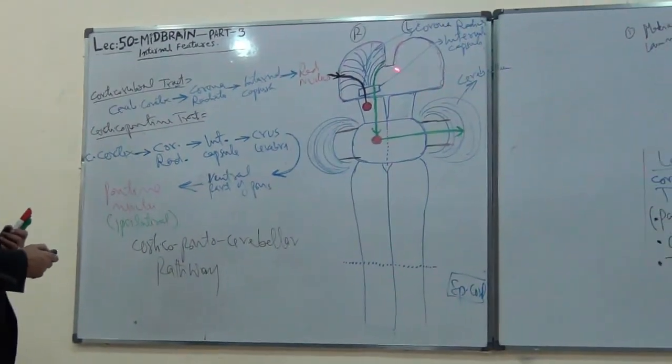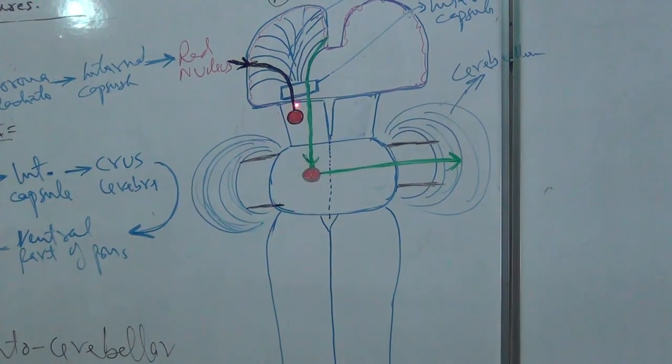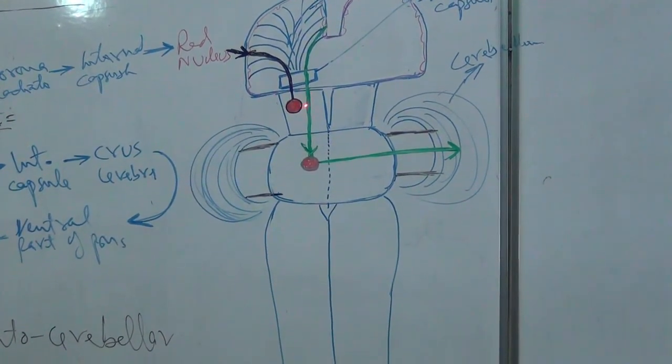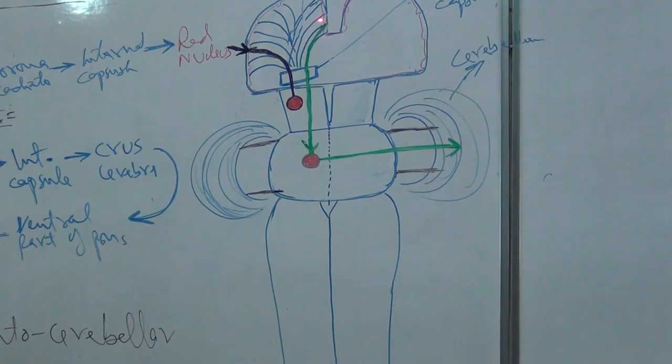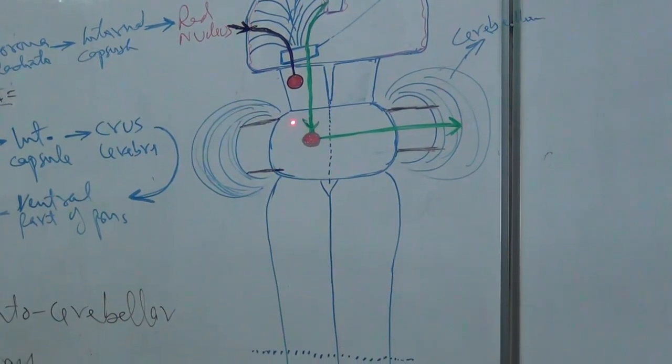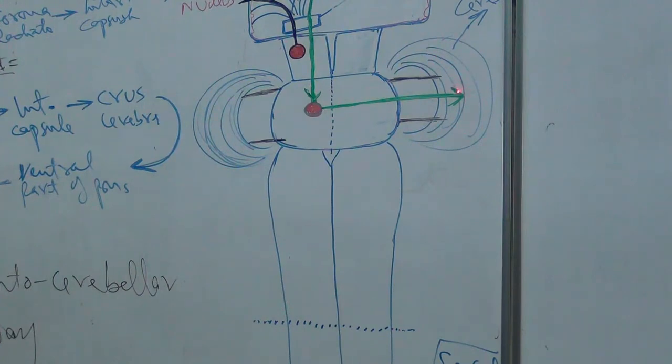Again, I will repeat: corticopontine tracts arising from the cerebral cortex continue to descend through the corona radiata, pass through the internal capsule, continue to descend through the crus cerebri of the midbrain, enter the pons, and relay in the pontine nuclei of the same side. Suppose this is the right cerebral hemisphere, in the right half of the ventral part of the pons. Now from here, the fibers continue to pass through the left half of the pons, pass through the left middle cerebellar peduncle, and terminate in the opposite cerebellar hemisphere, that is the left cerebellar hemisphere. From the cerebral cortex to the pontine nuclei, this pathway is known as the corticopontine, and from the pontine nuclei to the opposite cerebellum is called pontocerebellar.